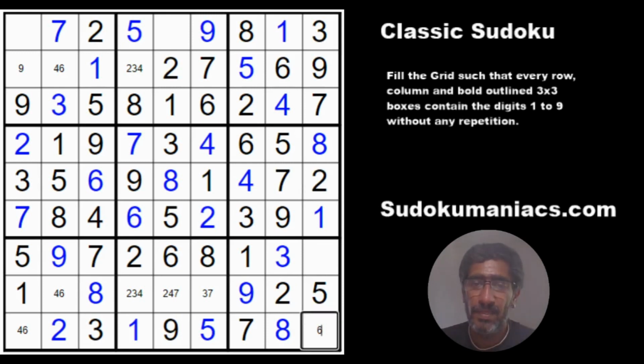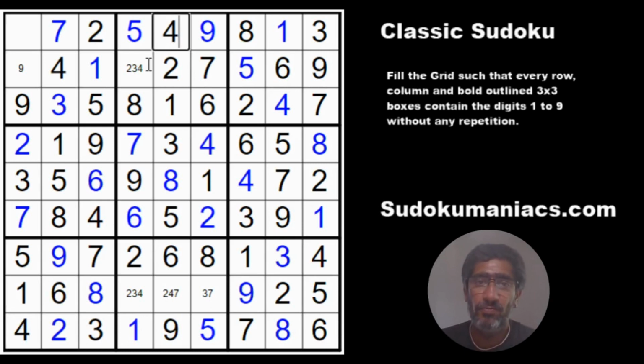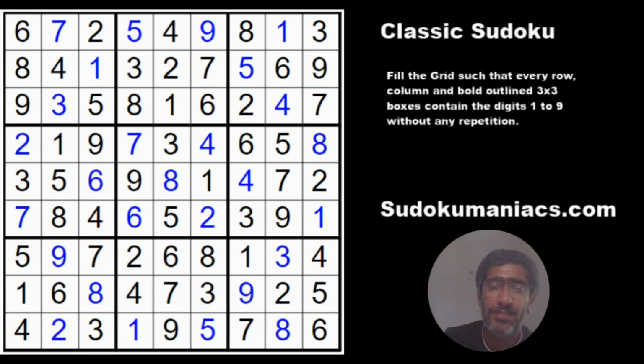Now this will become a 4, 6, sorry, 4, 4, 6, 4, 4, 3, 6, and 3. So you see how that X-wing was required to solve this Sudoku.